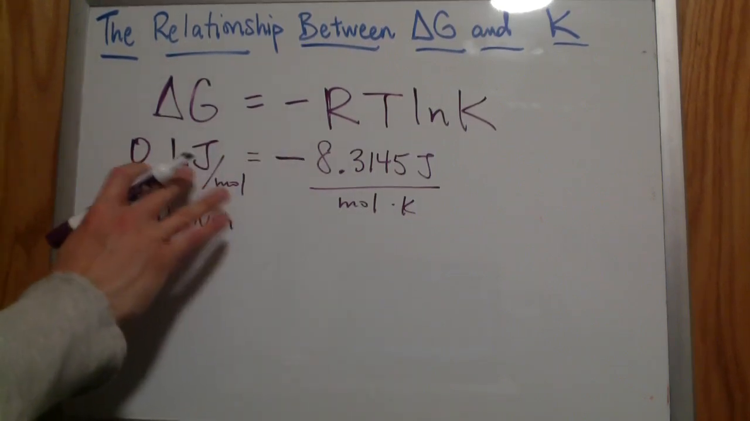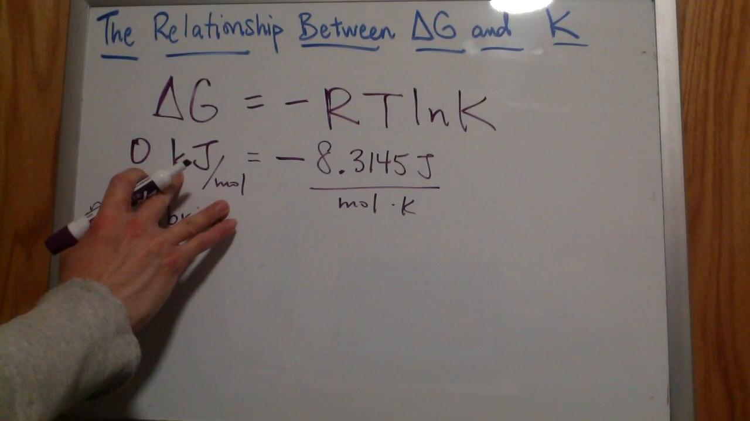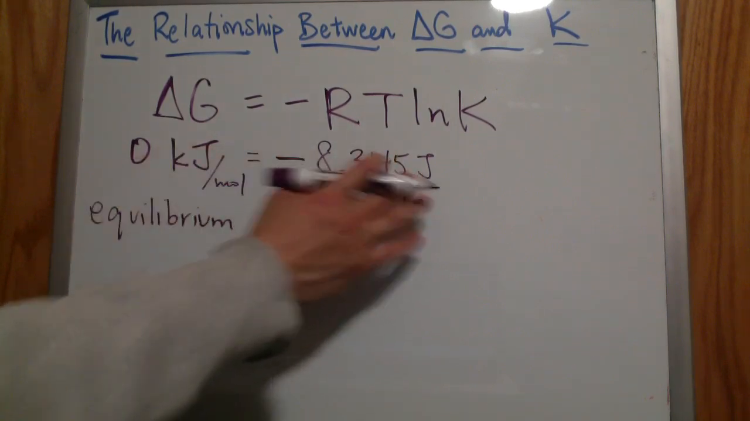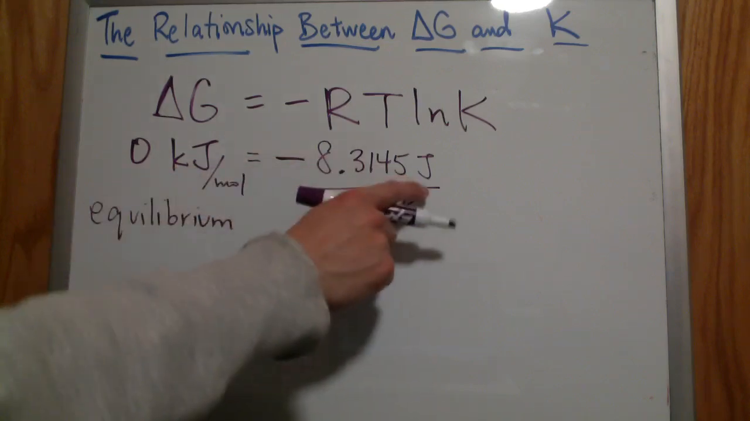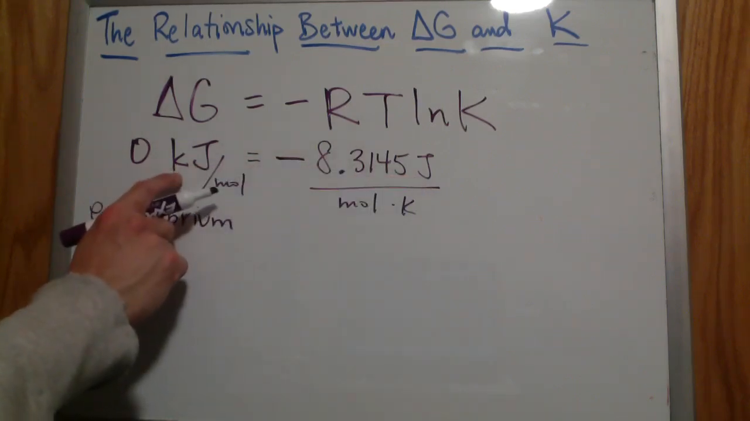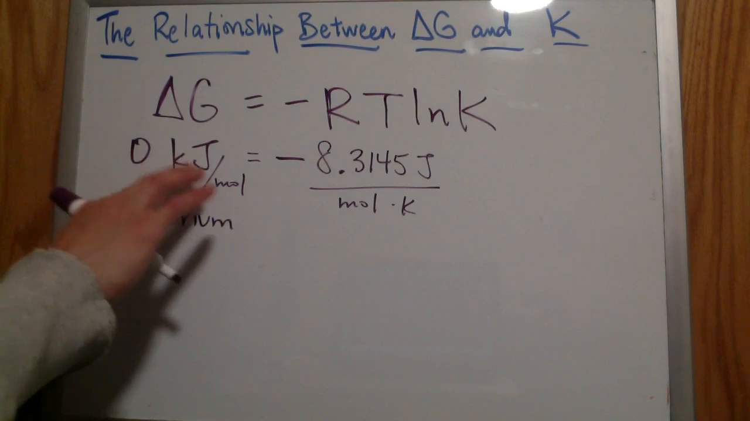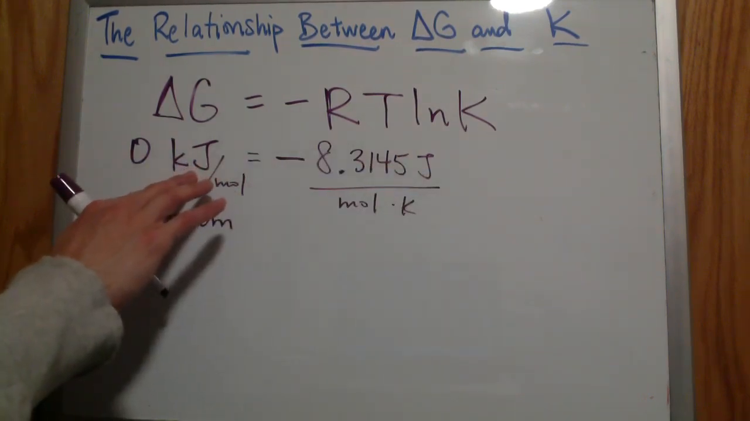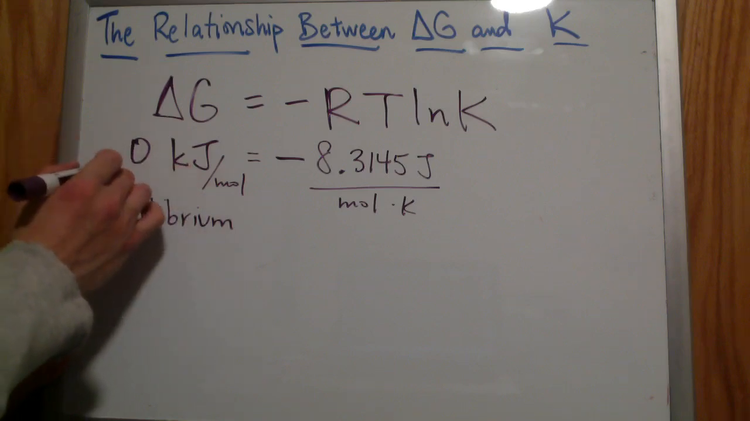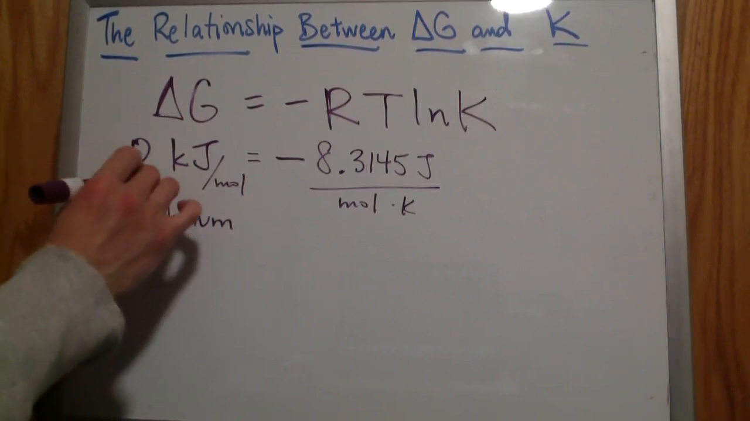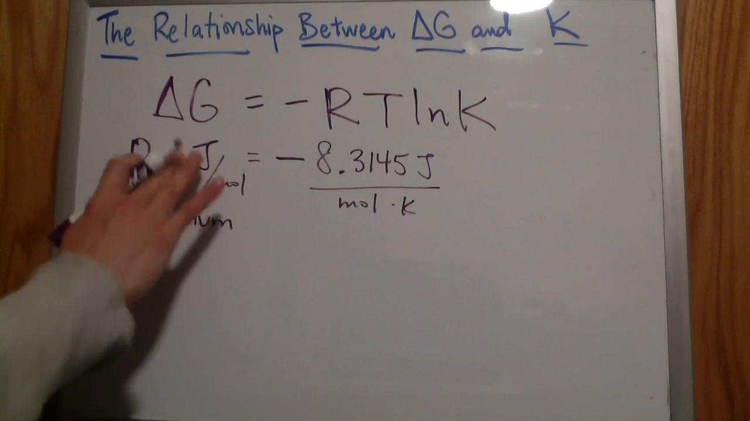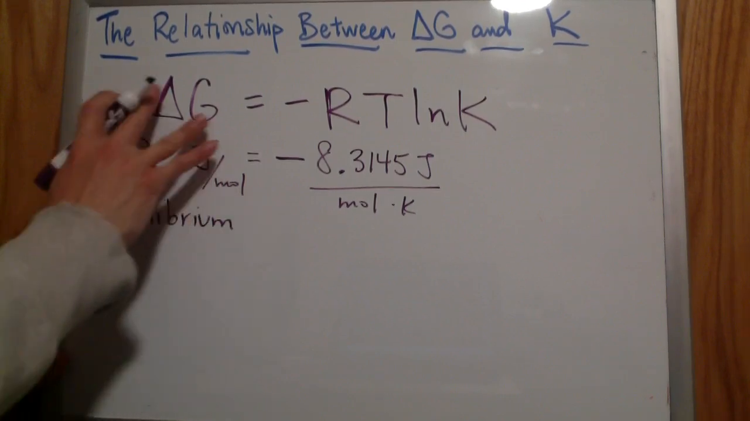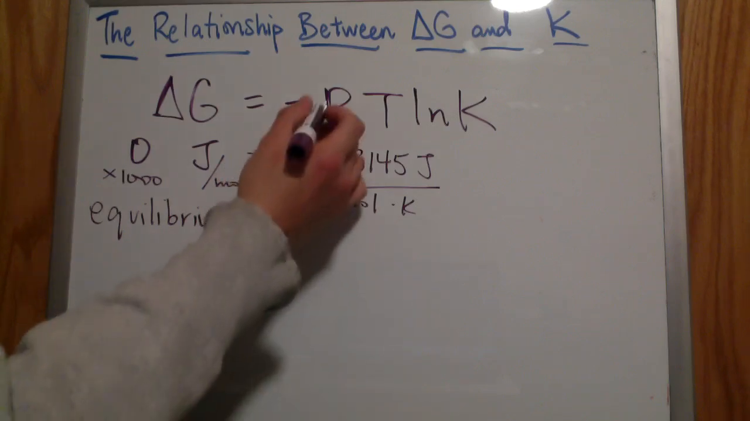Going back over here, the units for kilojoules in delta G don't match the joules. So we need to make one of them match. It's your choice. In this example, I'll just make the joules match on both sides. So I'm going to multiply this by 1,000. So 0 times 1,000 is still 0. So we still have 0 joules per mole over here for delta G. And so the R is over here.